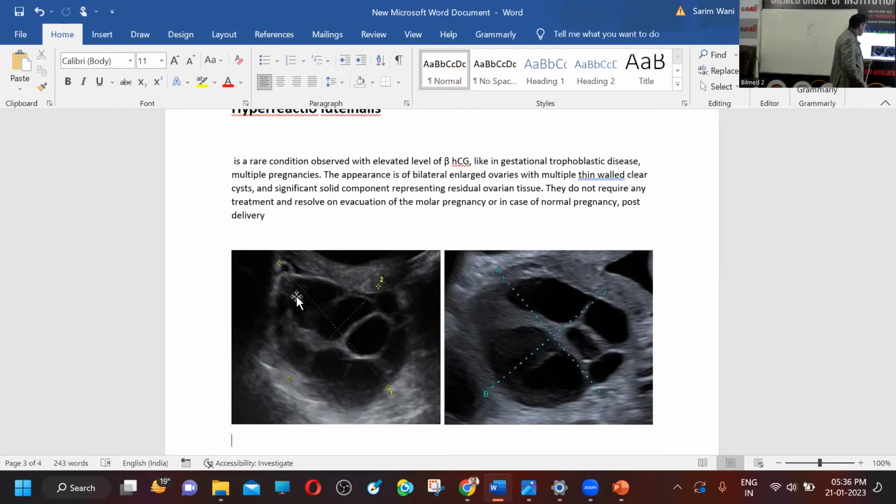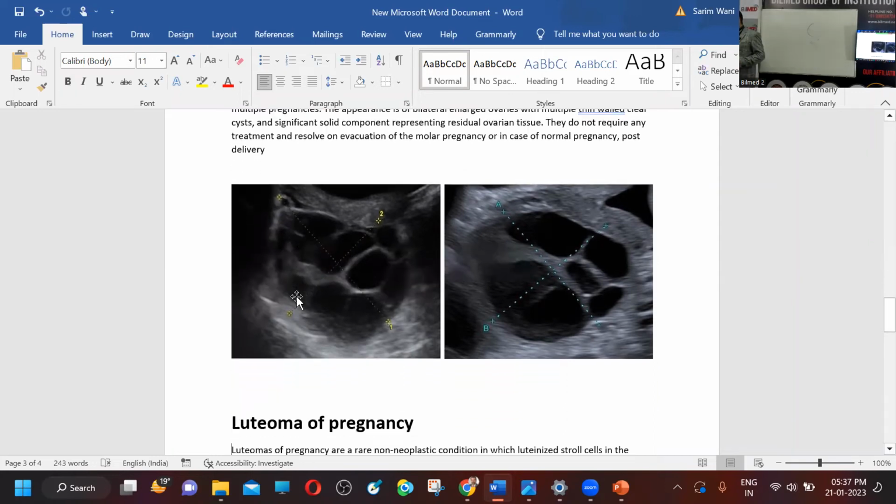And sometimes there can be a significant solid component representing the ovarian tissue, but usually they are clear. They don't require any treatment and resolve on evacuation of the molar pregnancy, or in some normal pregnancies or post deliveries also. So there will be a big ovary with multiple septations, clear septations in it.